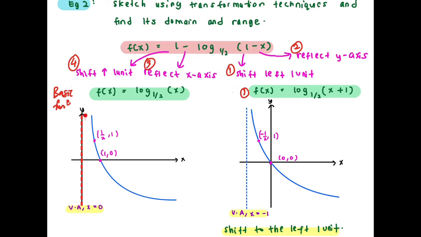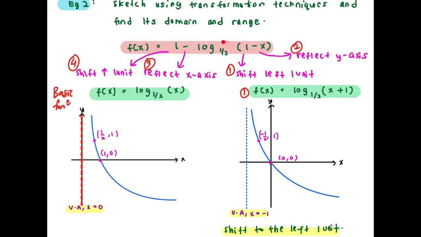You have a vertical asymptote here at x equals 0, and then the graph is going down, and you can give at least 2 points. So let's fill in 1, 0. So here is a 1. Since our a is half, let's fill in half, 1, and this is 1, 0.